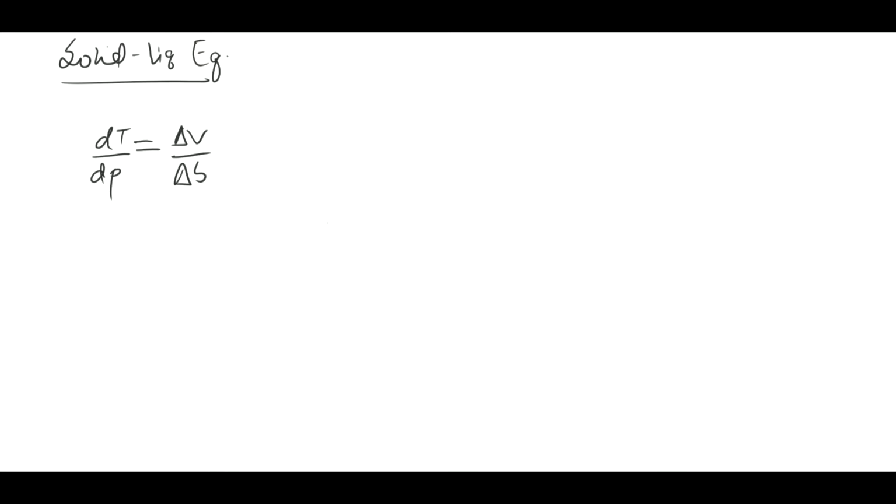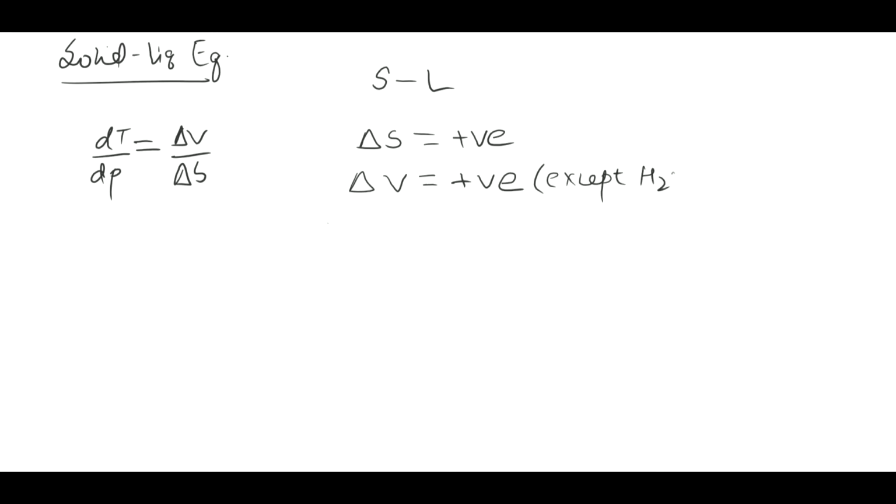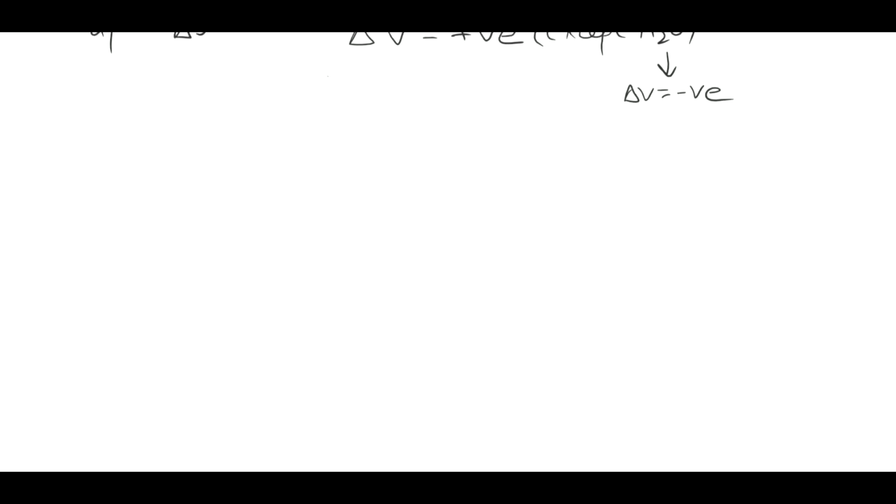For the transition from solid to liquid, we all know that del S is always a positive quantity. As far as del V is concerned, del V is positive for most of the substances except water. For water, del V is negative. We will see that later. When we plot a graph between temperature and pressure, it shows as follows.